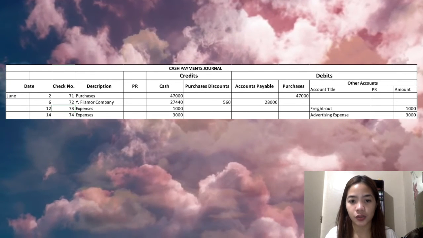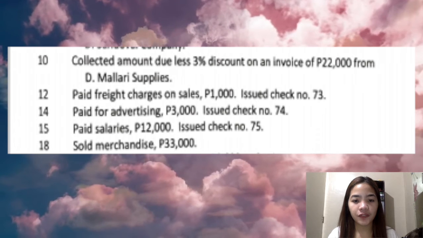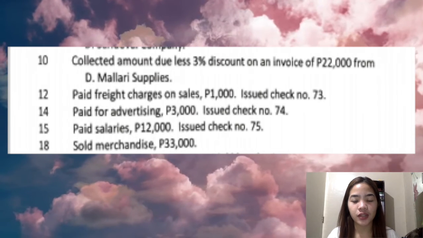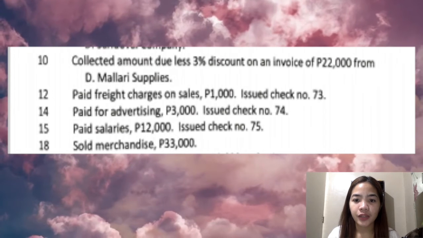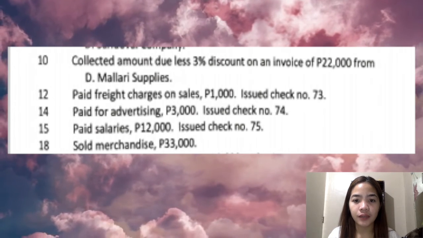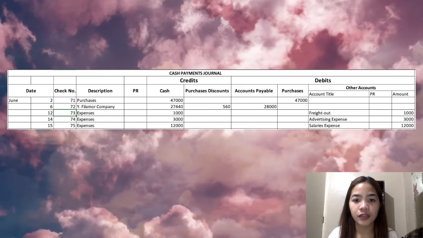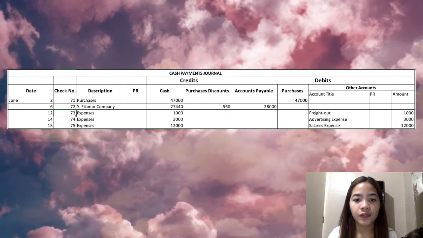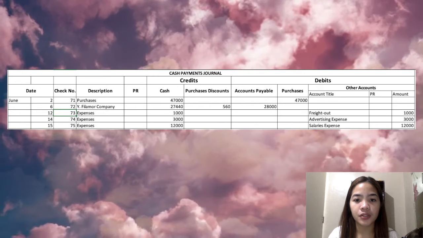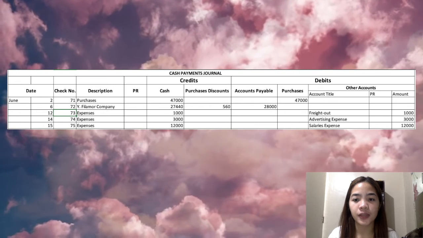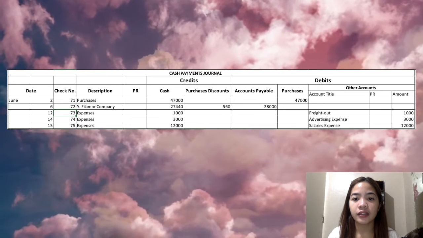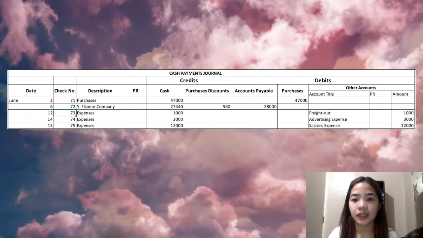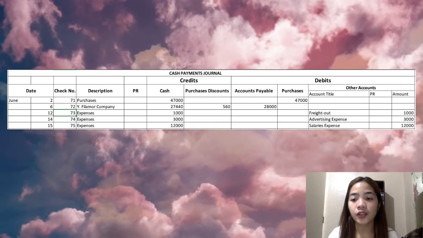expense 3,000 also. On June 15, paid salaries 12,000, issued check number 75. Same thought pa rin sa transaction kanina, kaya makikita nyo same lang. On June 15, tapos check number 75, description, expenses, we have a cash 12,000, and sa credit, tapos sa debit natin may salaries expense tayo na 12,000.